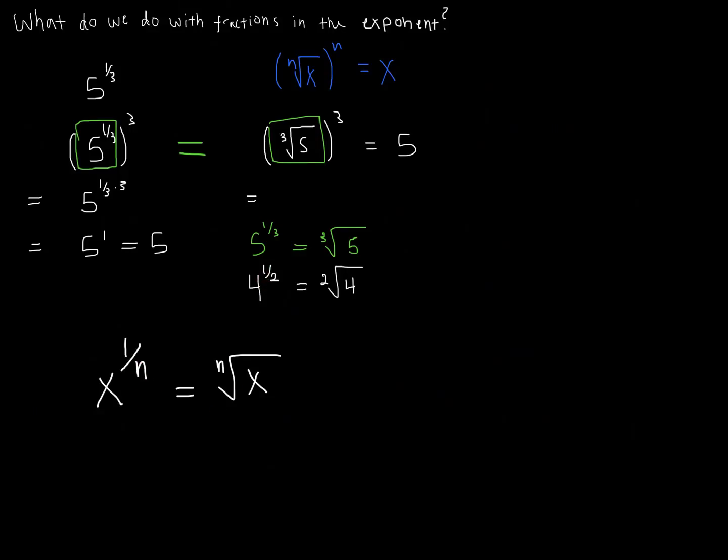4 to the 1/2. Well, if I square 4 to the 1/2, I end up with 4 again. Also, if I square the square root of 4, I end up with 4 again. So it has to be the case that they are equivalent. Okay? So this is another fact that we'll want to remember.